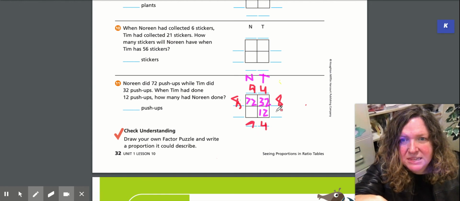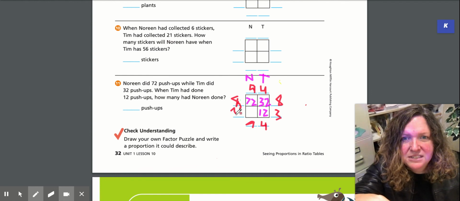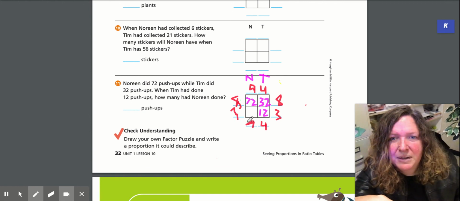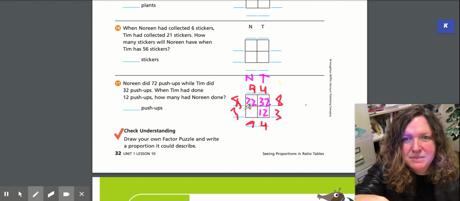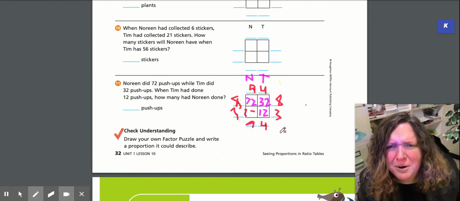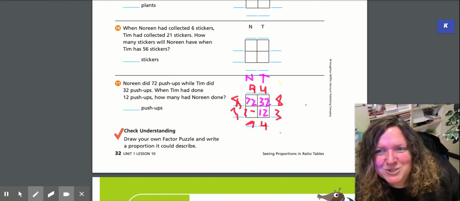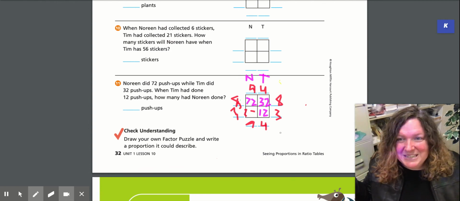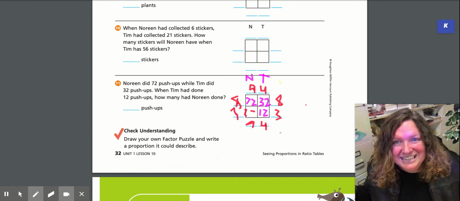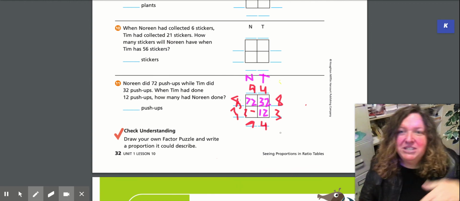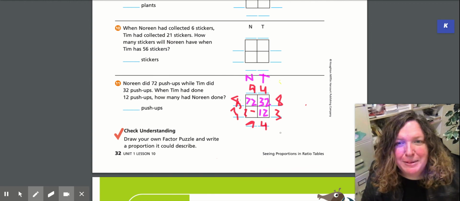Now, 4 times something gives me 12. Well, I know 4 times 3 gives me 12. So if it's in the 3 row on this side, it's got to be in the 3 row on this side. Wow, am I really having some trouble with my drawing there? And 3 times 9 is 27. Now, sorry that's so hard to read. For whatever reason, my pen just won't work very well. But 27, we figured it out. So when he does 12 push-ups, she's done 27 in that same amount of time.